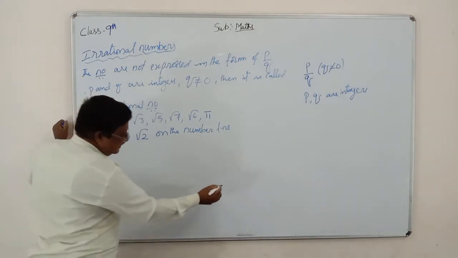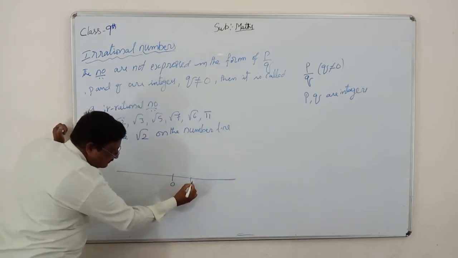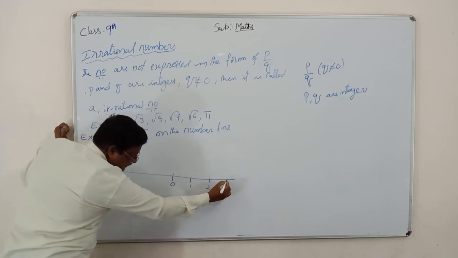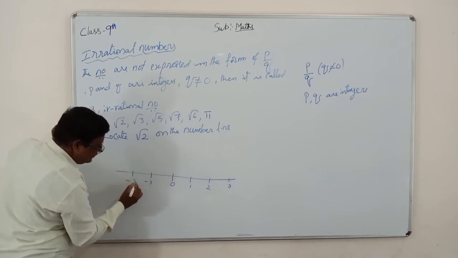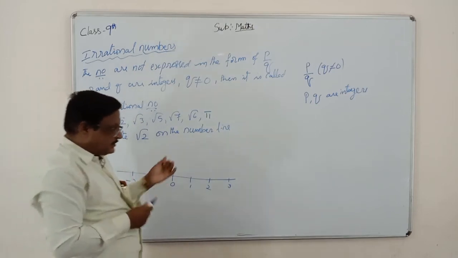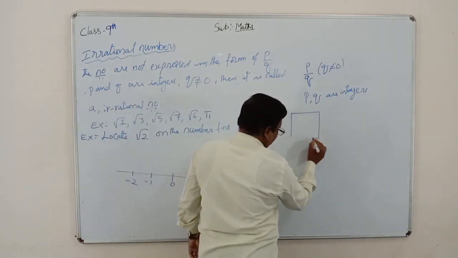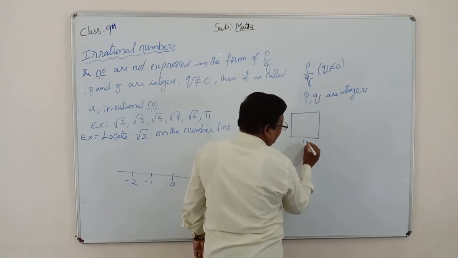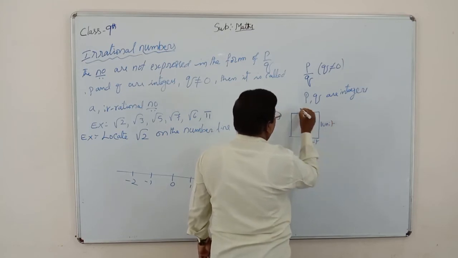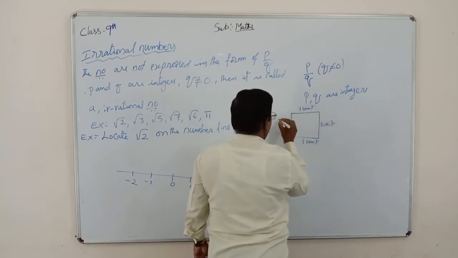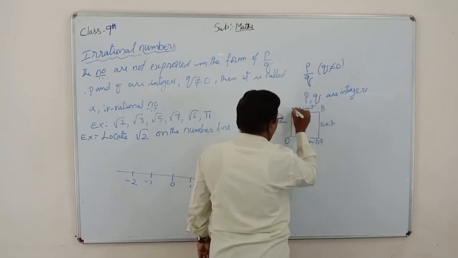This is the number line. See, this is 0, this is 1, this is 2, this is 3, like this. Here minus 1, minus 2, like this. Suppose, for example, a square box, this is the square, and each side is 1 unit. It means this is O, A, B, C.